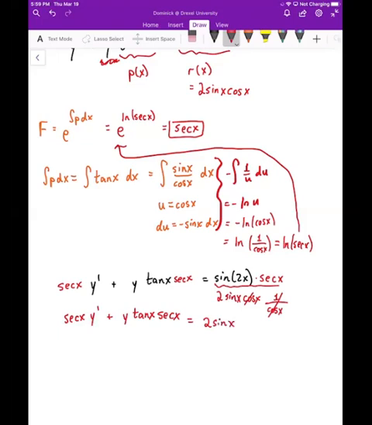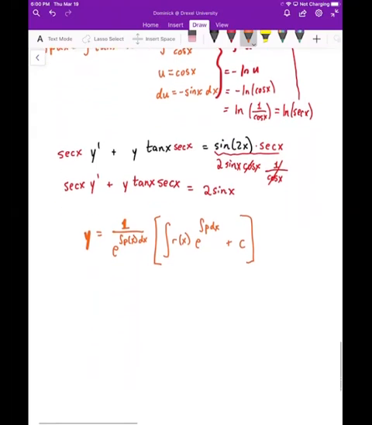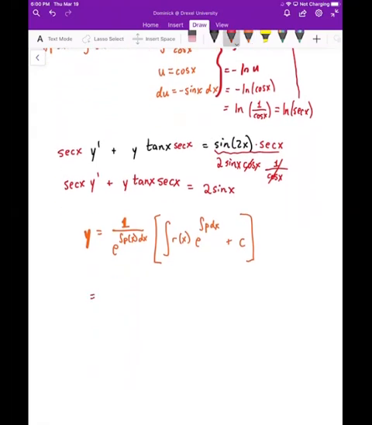All right. Now remember that our solution is going to be y is equal to 1 over e to our integral of p of x with respect to x, and then that's all getting multiplied by the integral of r of x times e to the integral of p with respect to x plus c. So now we just need to plug in everything, right? So what we have is that we know that our e to the integral of p of x was a secant of x, right, which we can fix in a second.